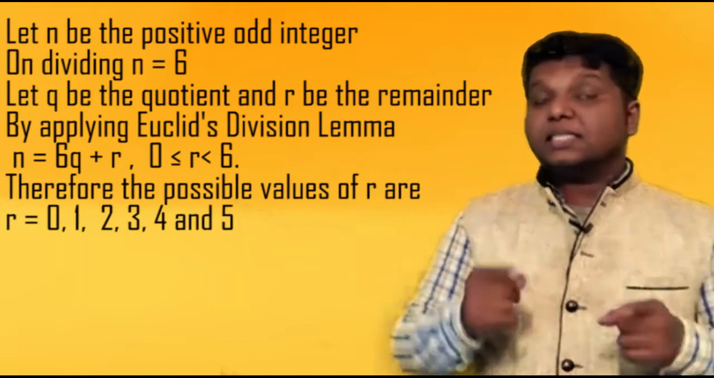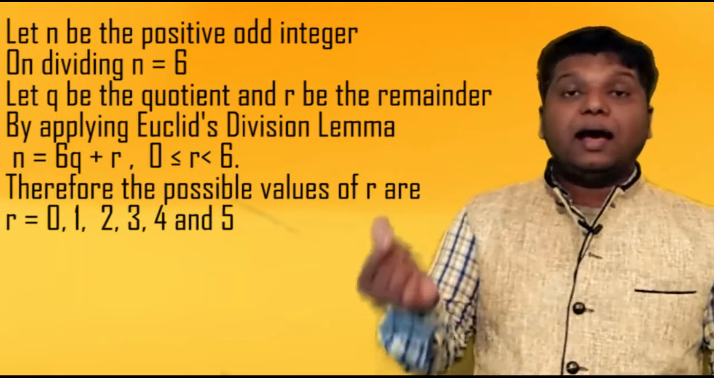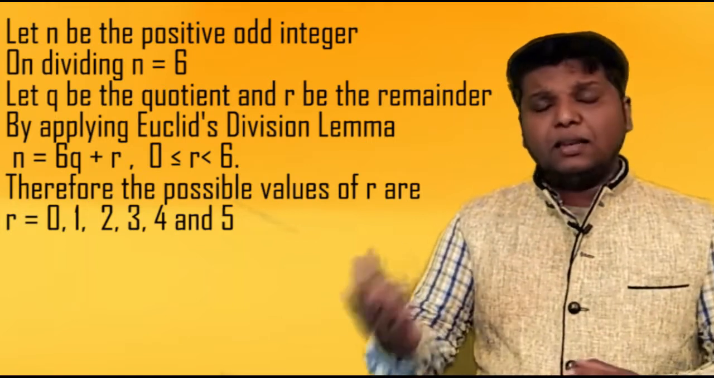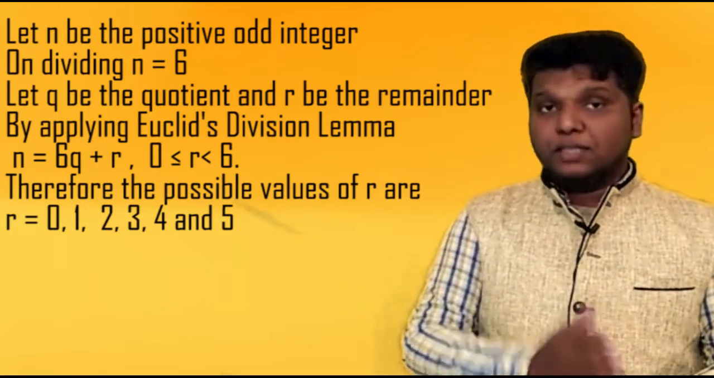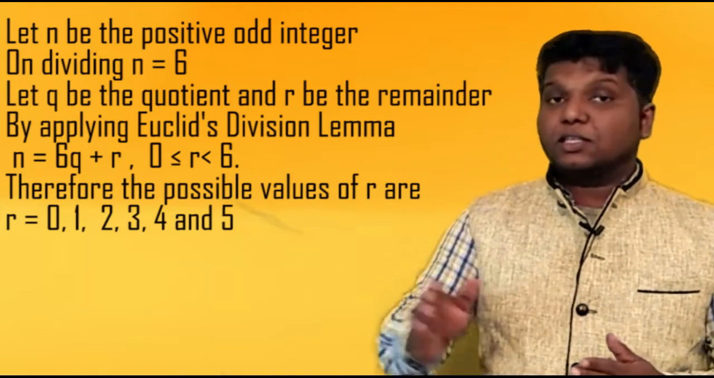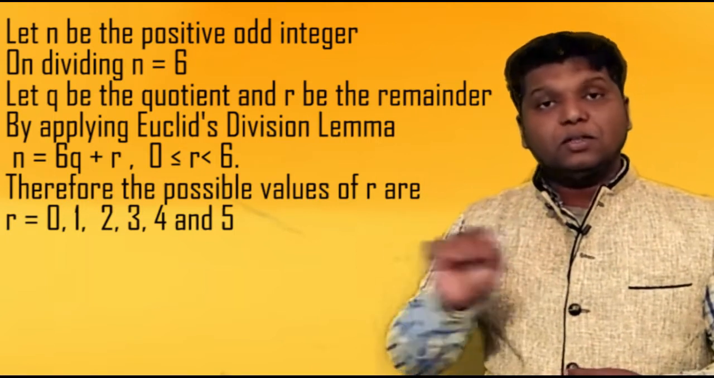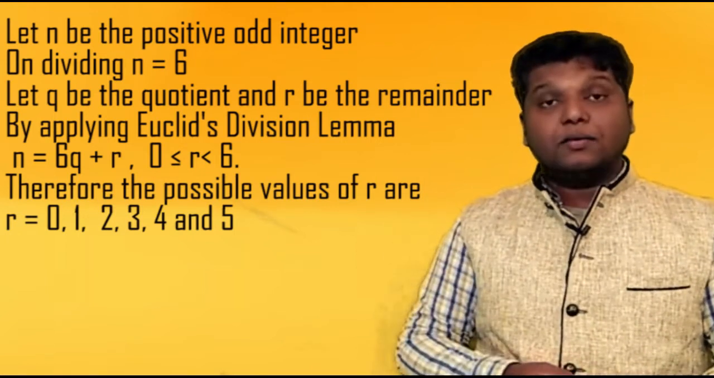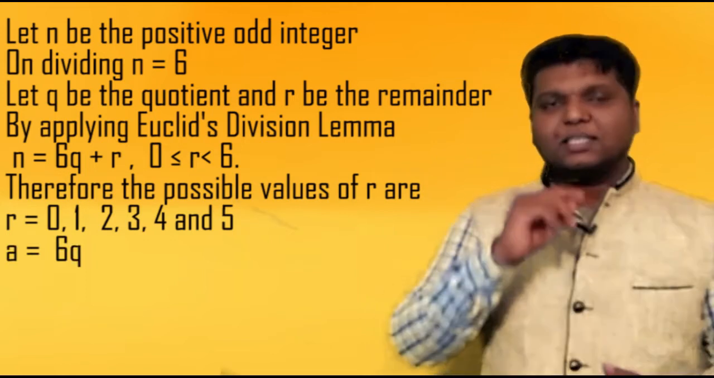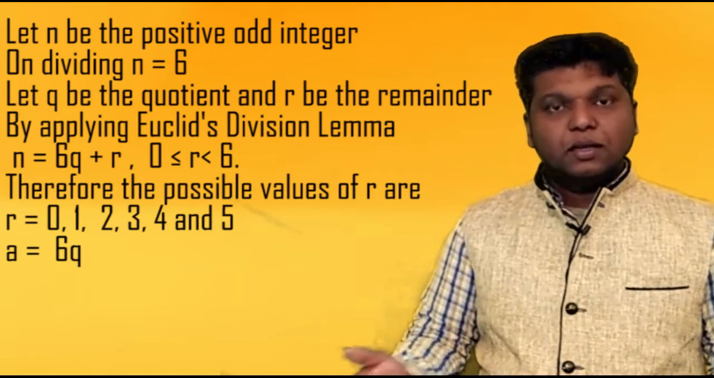Now you got the values of r. In the next step, you are going to substitute the value of r one by one. So first of all, let us substitute the value 0. What is the equation? n is equal to 6q plus r. Inside this equation, if you give the value 0 for r, the equation will become n is equal to 6q. That's over, nothing more.